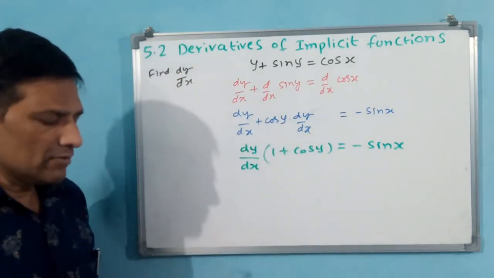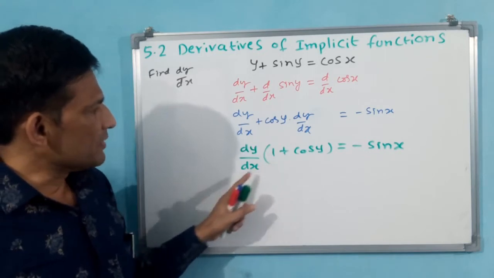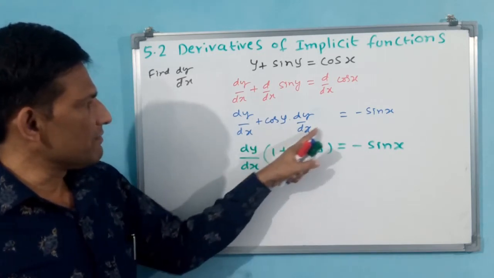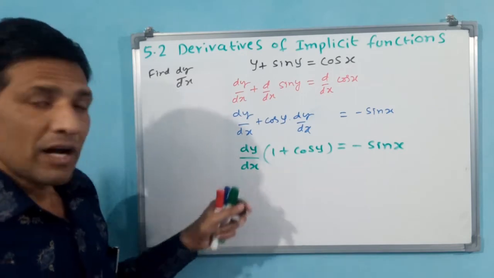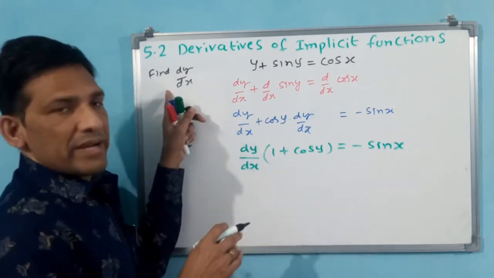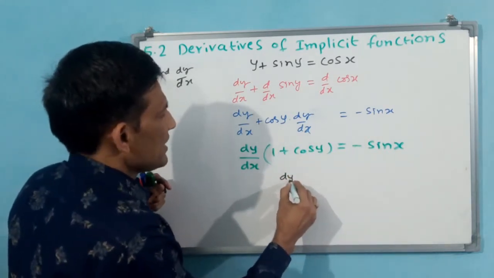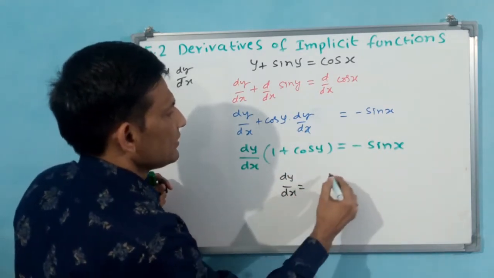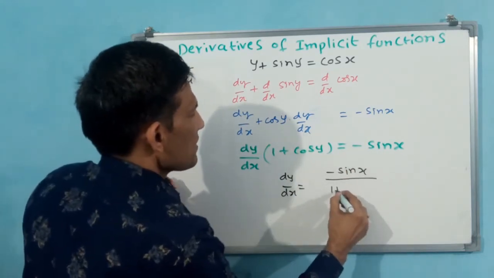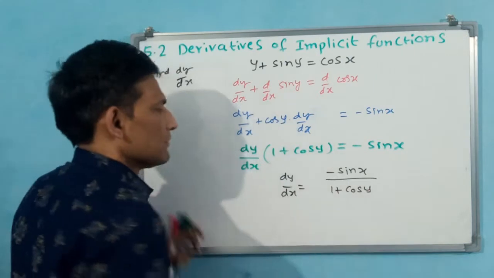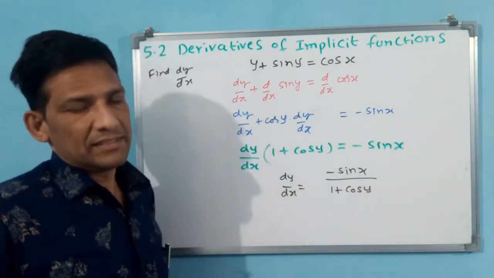Okay? You understand now? This step. dy/dx plus dy/dx cos y, that is cos y dy/dx. dy/dx I have taken common. Now you see, I want dy/dx, then the remaining I will send to that side. You see what I am doing? dy/dx is equal to minus sin x divided by 1 plus cos y. Is it okay? Definitely okay. That means this is the final result.